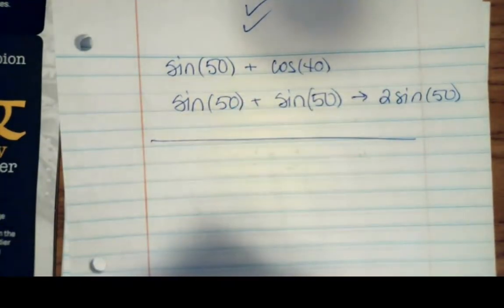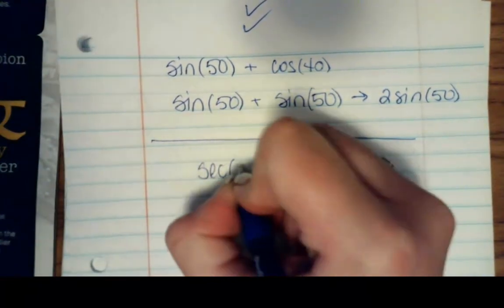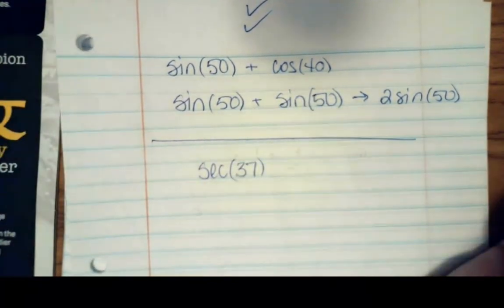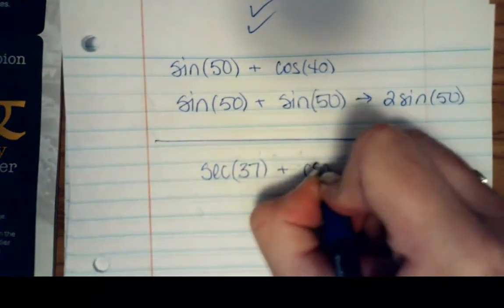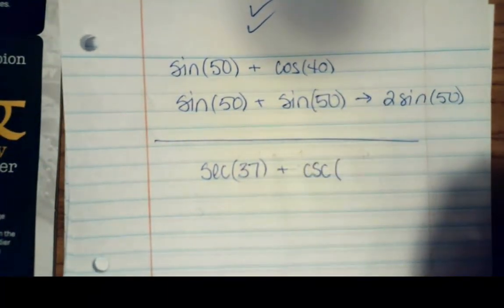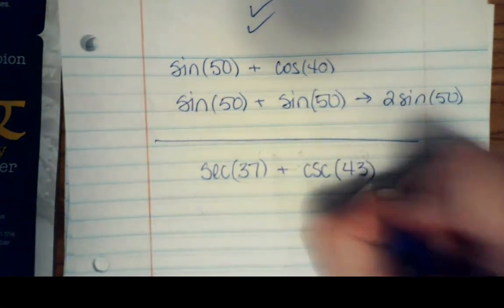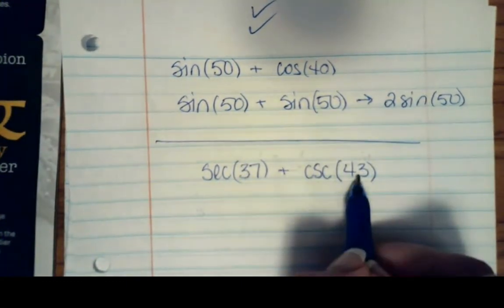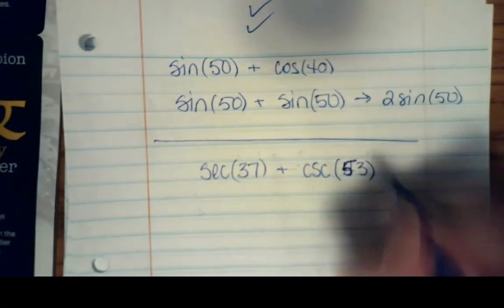So let's do secant and cosecant. So I've got the secant of 37 degrees, plus the cosecant of, oh my goodness, what's that going to be? 43. Is that right? 4 and 7, that's 10, this is 53. Look at me add first thing in the morning.